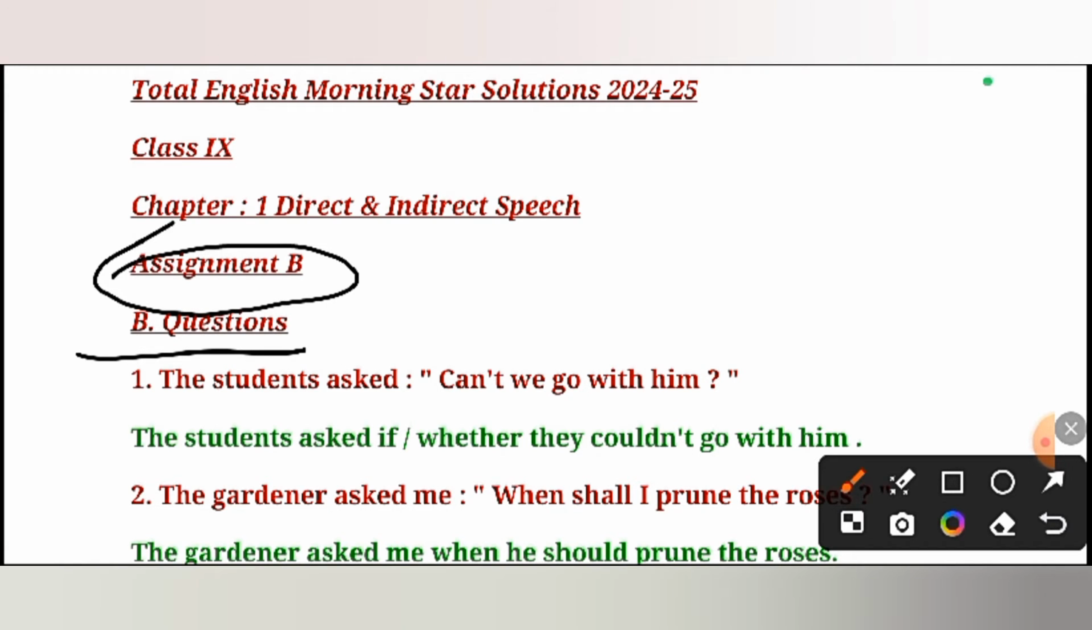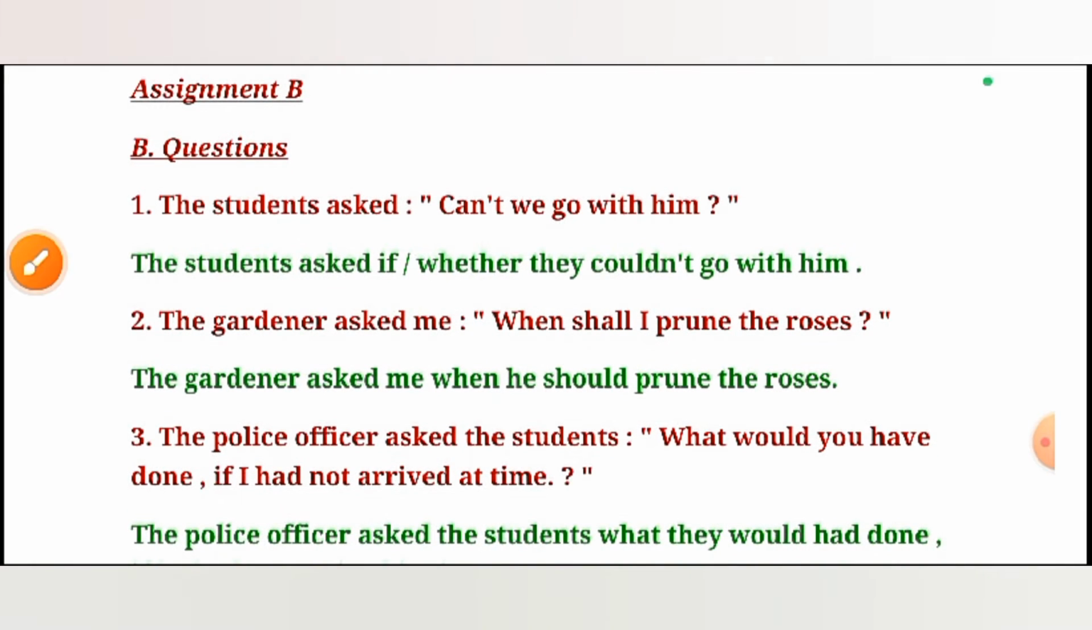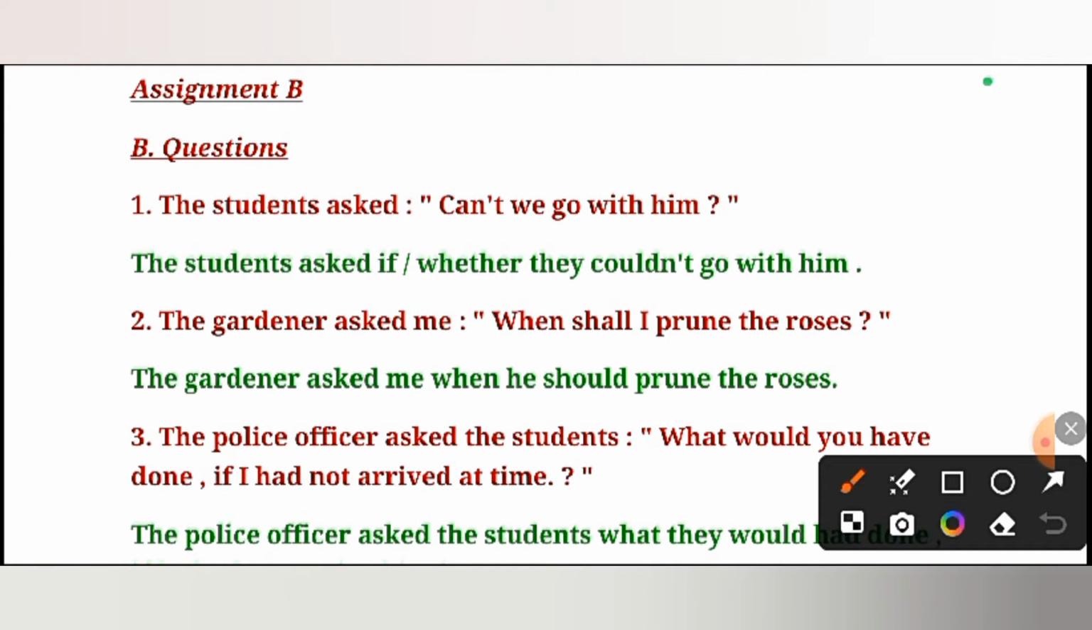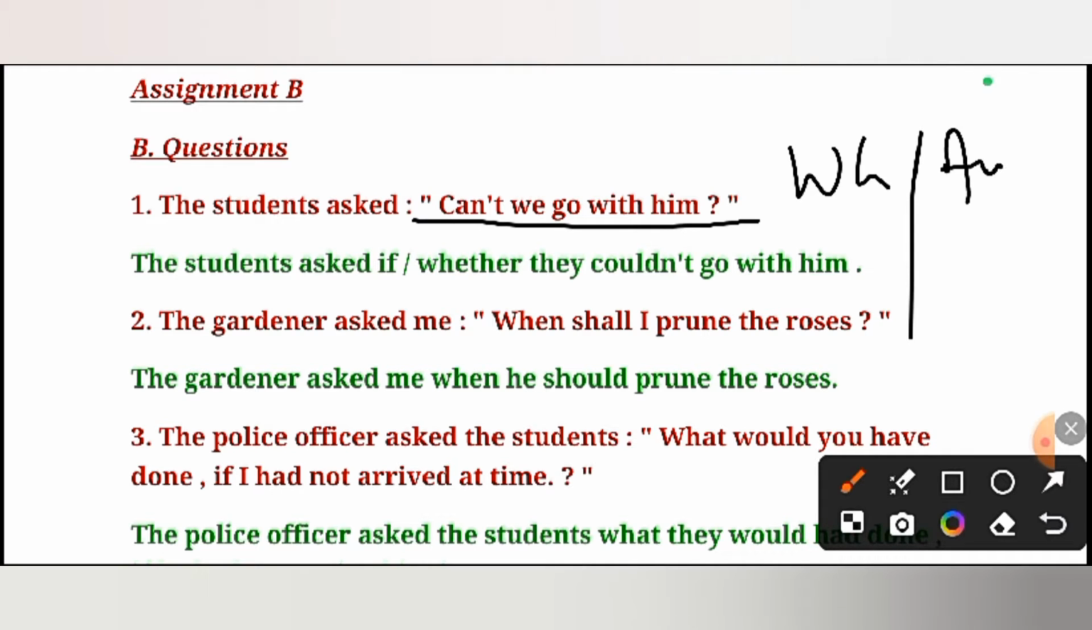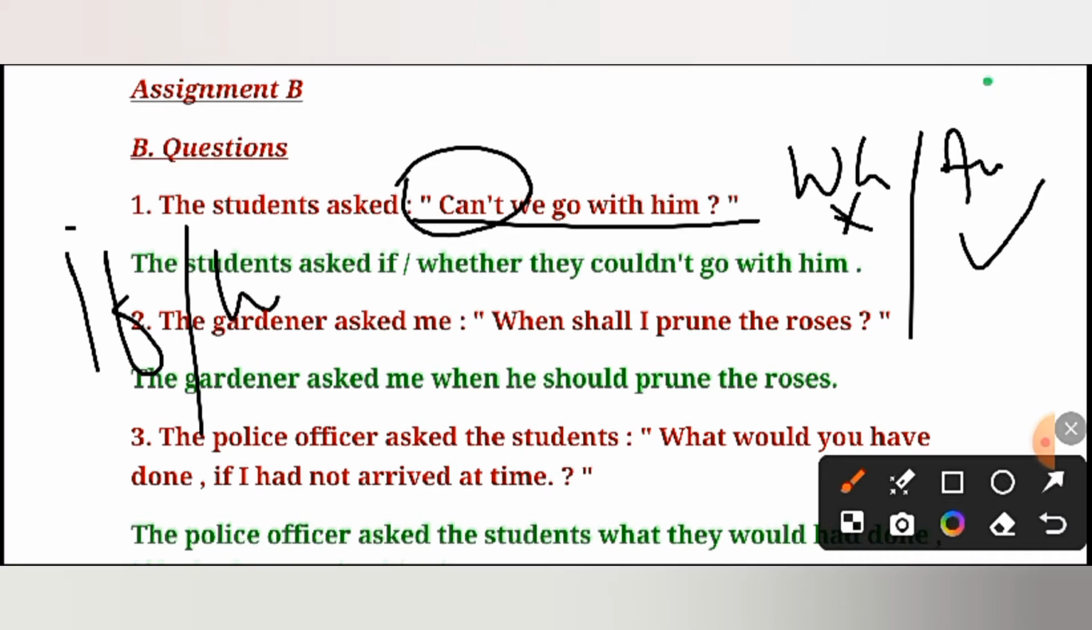Okay, let us see. The student asked, can't we go with him? Can't we go with him is a question, and it does not start with WH. There are two types of question, WH questions and auxiliary-type questions. This one starts with an auxiliary, not WH. So what does the rule say? If a questioning sentence starts with any auxiliary word, you have to simply use if or whether. So these two concepts shall be used here also.